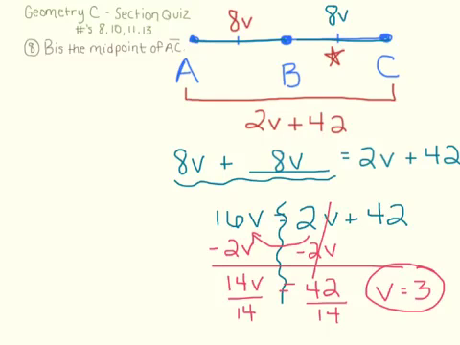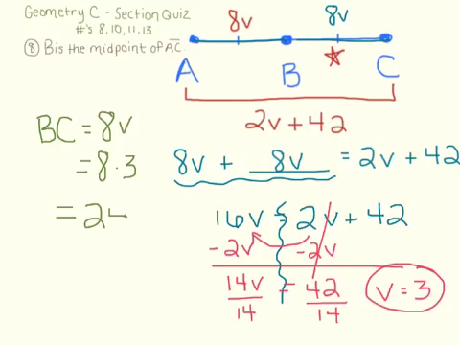Now, that's not what the question asks. Okay, the question says, what is the length of BC? Well, up above, we know that BC is going to be the same as AB, and AB is 8V. So to find BC, I'm going to do 8 times what I now know V is, which is 3, and I find that BC is equal to 24. And that is my final answer.